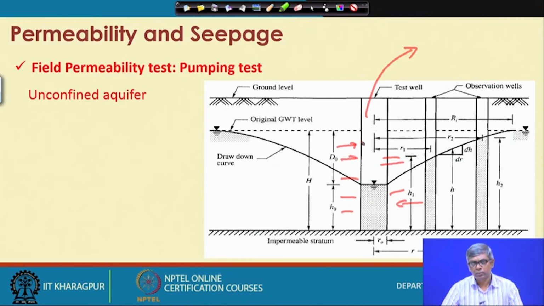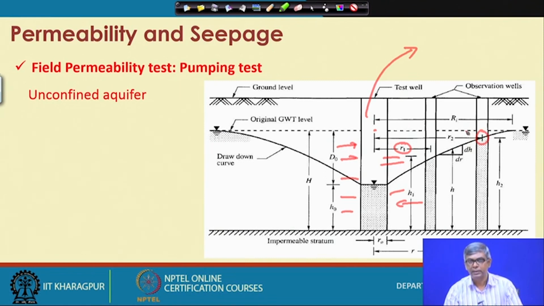So, we have to follow a certain procedure to conduct the test, and I have shown a number of things here. This is the borehole, and the borehole has an initial radius R naught. While doing this, we also make two observation wells. We pump continuously, and at a distance R1 one observation well is kept, and at a distance R2 another observation well is kept.